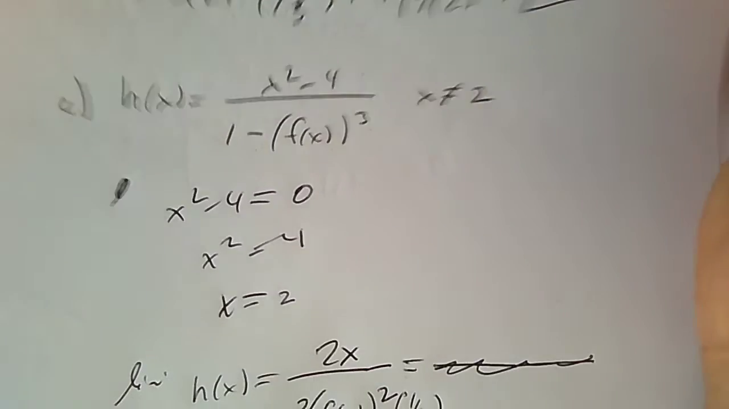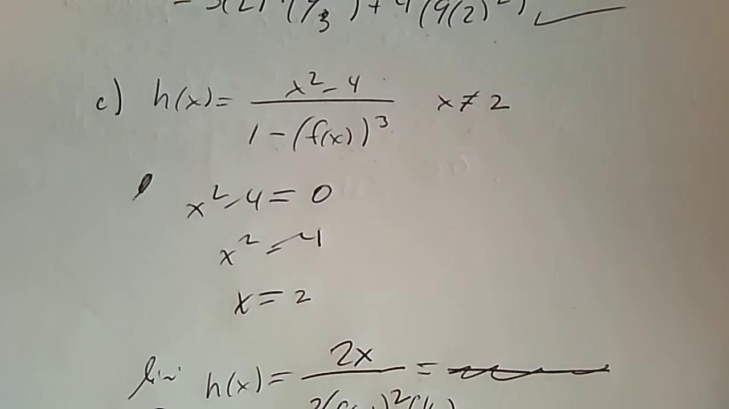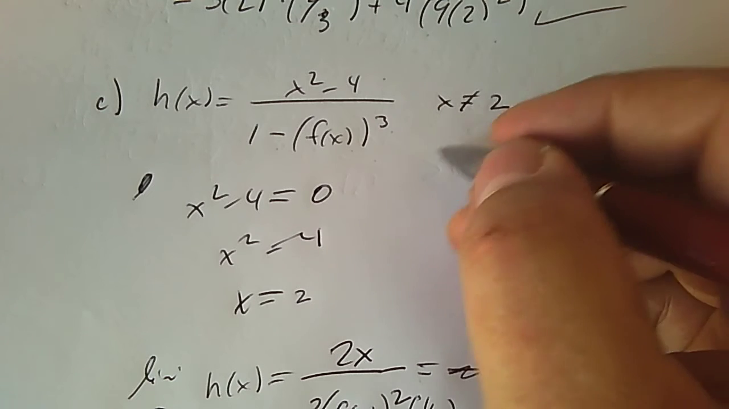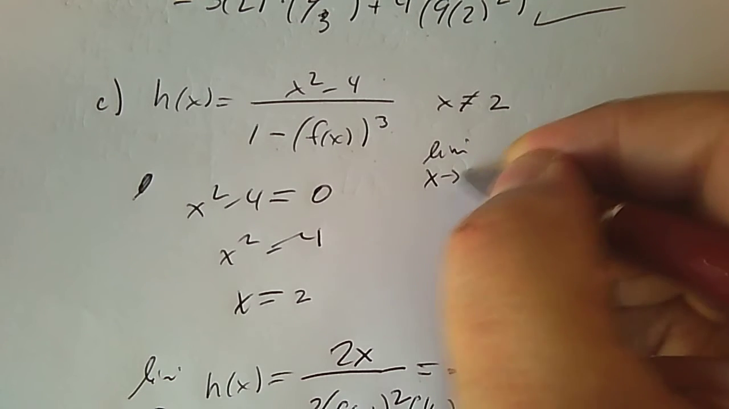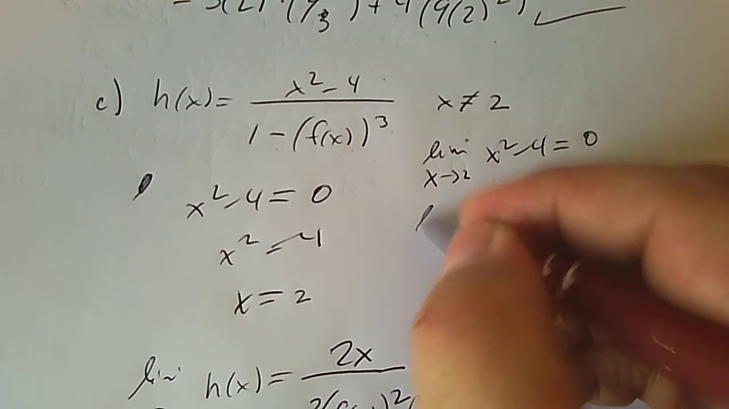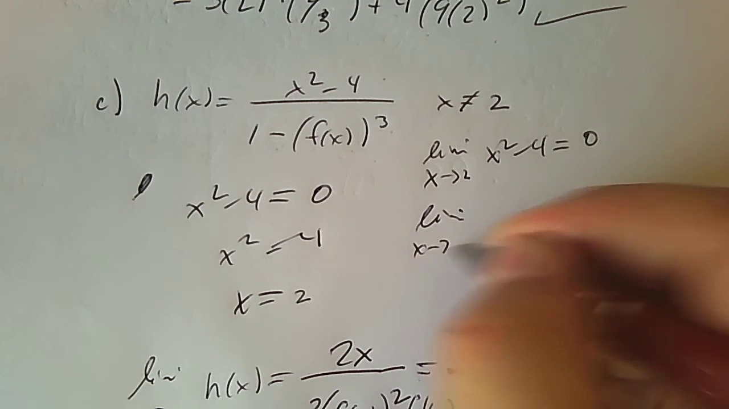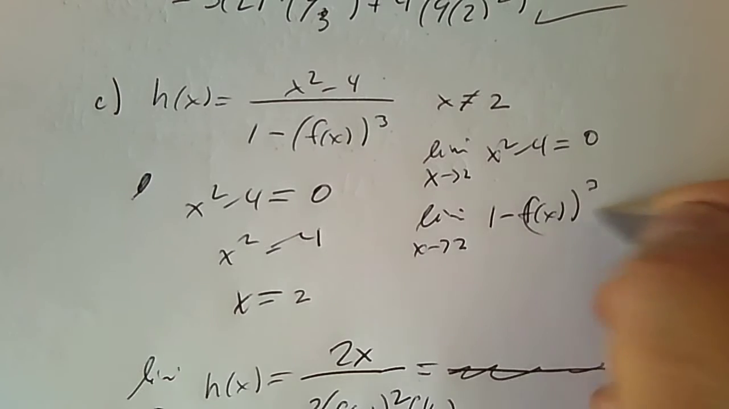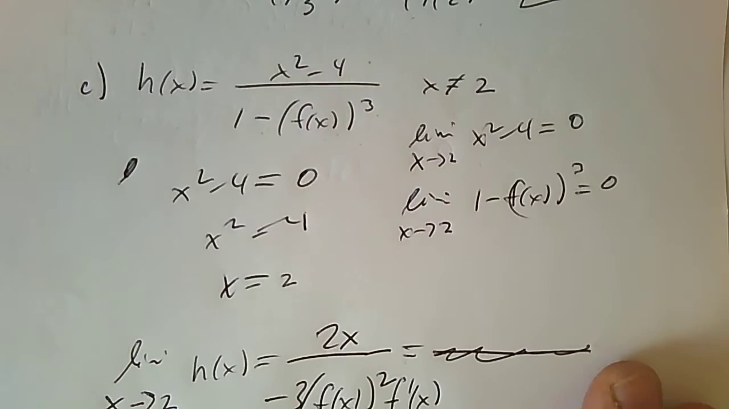Well, let's go back here. Some fancy-dancy stuff. Because of L'Hopital's rule, we know that the limit as x approaches 2 of x squared minus 4 must equal 0. Therefore, the limit as x approaches 2 of 1 minus f at x all cubed must also equal 0 for it to be indeterminate.